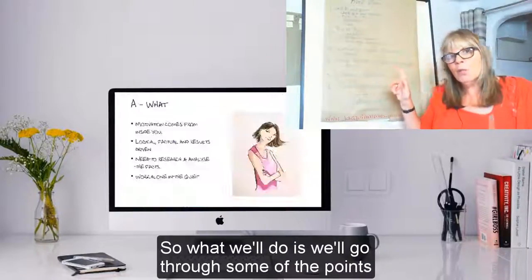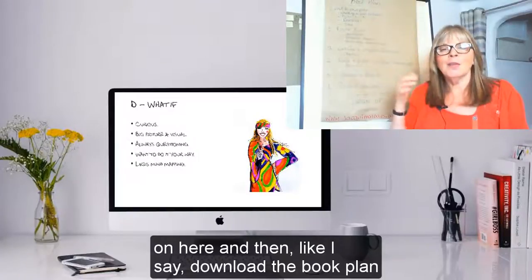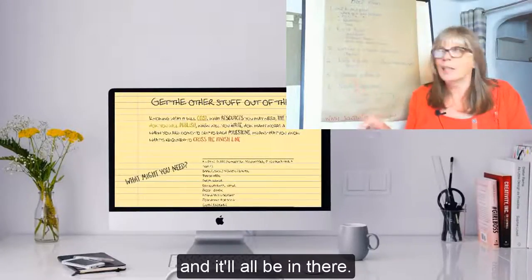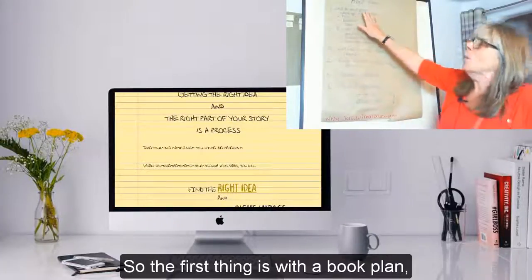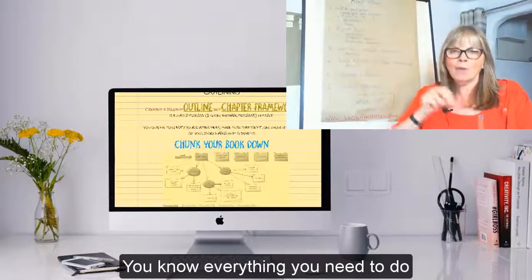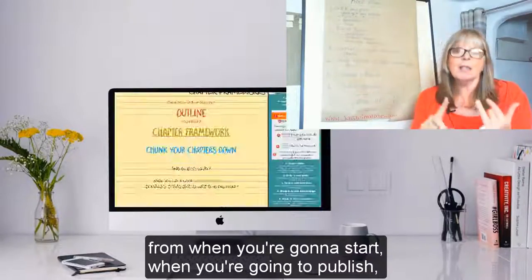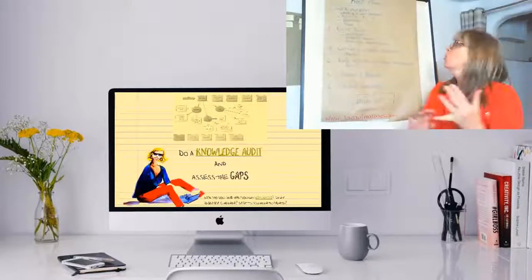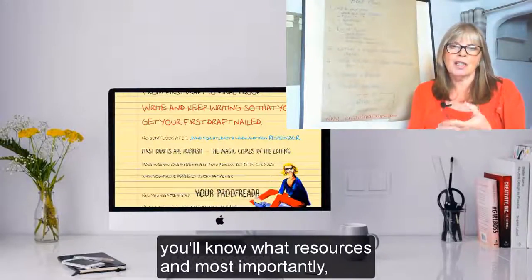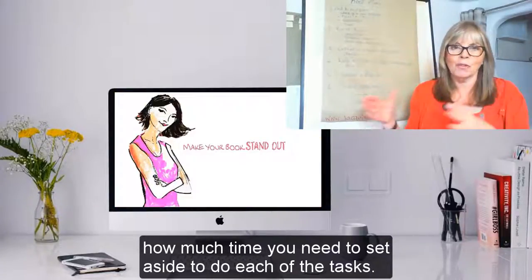So what we'll do is we'll go through some of the points on here, and then, like I say, download the book plan and it'll all be in there. So the first thing with a book plan is you get an end-to-end plan. You know everything you need to do from when you're going to start, when you're going to publish, how you're going to publish, what resources you need, and most importantly, how much time you need to set aside to do each of the tasks.